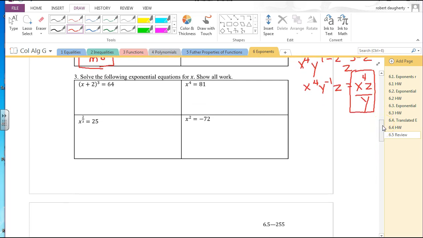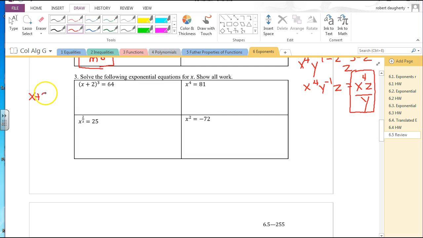Problem number 3 is solving equations. The big thing I'm looking for is even exponents or even numerators. That tells me I've got a plus or minus in my answer. So in this case, if I look at the first one, I've got something cubed. So I need to raise both sides of this equation to the 1/3 power.